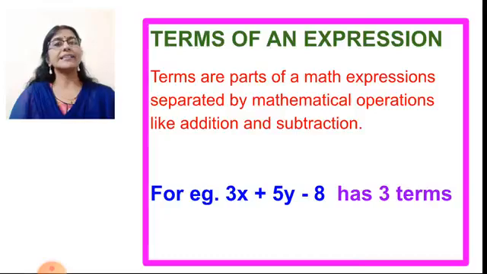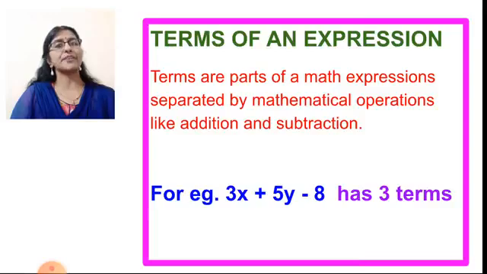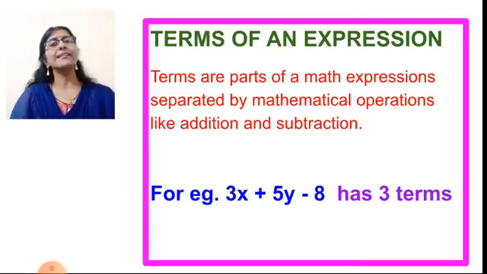Now we are going to understand terms of an expression. Terms are parts of a math expression separated by mathematical operations like addition and subtraction. Here is an example: 3x plus 5y minus 8. In this expression you can see there are 3 terms, that is 3x, 5y and 8, and they are called terms of an expression.